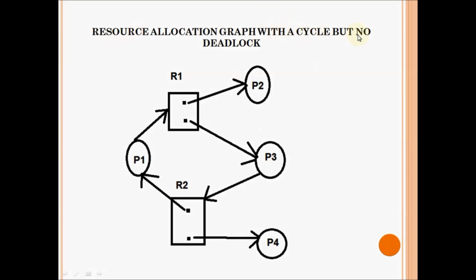So there are three main cases here. A graph that contains no cycle, no deadlock will be there. But if a graph contains a cycle, two chances are there. Deadlock may be present. This is the case. Or deadlock may not be present also. This is the case. Getting, guys? So these are the three cases.